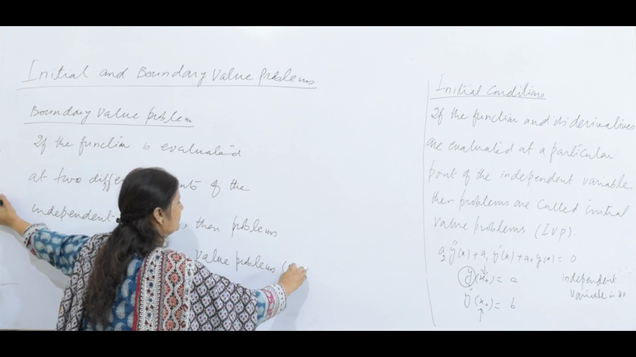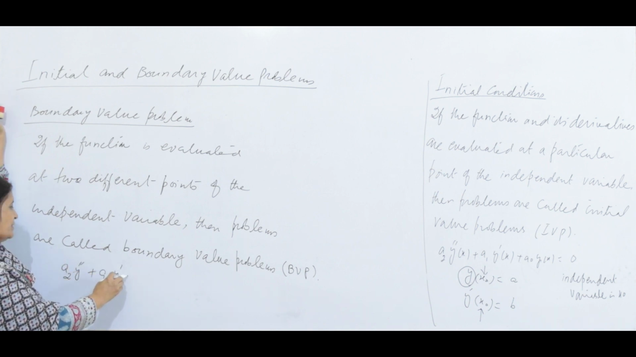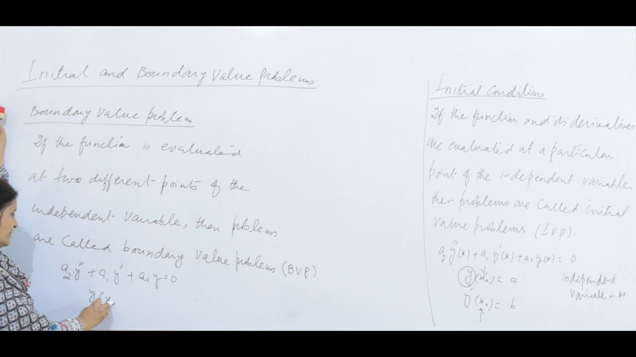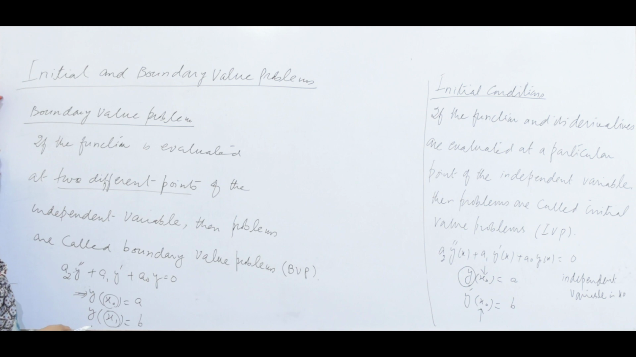Now we go to BVP, boundary value problem. Let me have the same equation again, a2 y double dash plus a1 y dash plus a naught y equal to 0. Here the conditions might be y of x naught is A and y of x1 is B. So these are the conditions in which the independent variables are different, and the same function is evaluated at two different points of the independent variable. If this is the situation, then the problems are called boundary value problems.